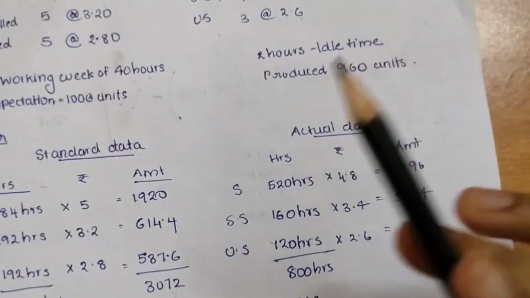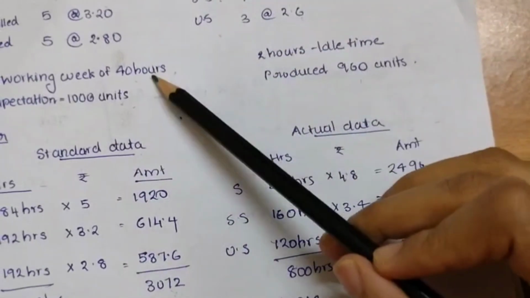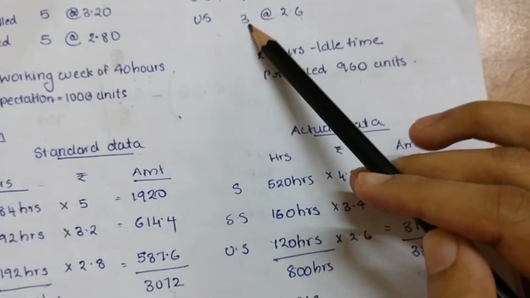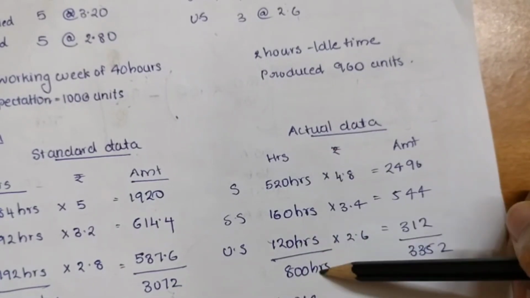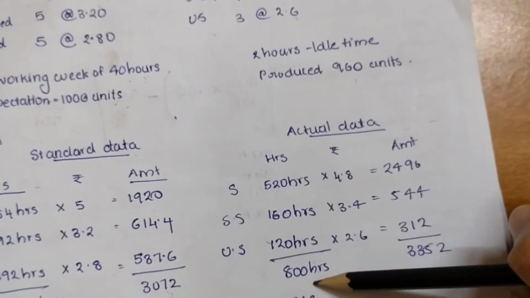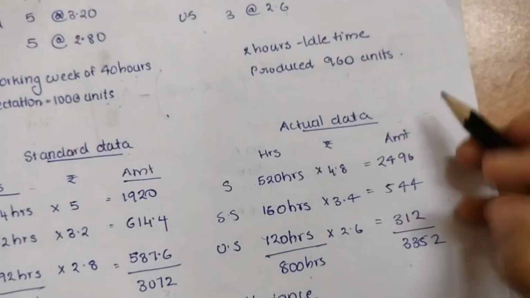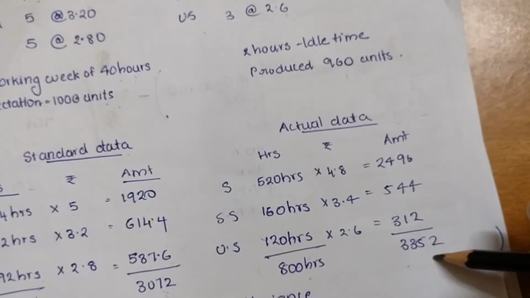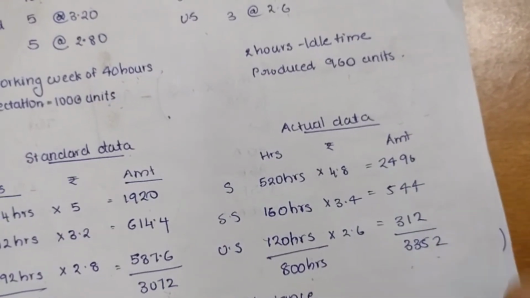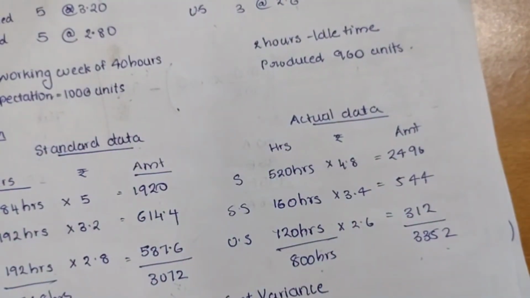In case of actual also we have to do this. So in case of actual, what we have to multiply? 30 into 40, 4 into 40, and 3 into 40, and you will get 520, 160 and 120 hours. If we take the sum, we will get 800 hours here, and we are taking the actual rate exactly as it is. After multiplying and summing it up, you will get 3352 as the total amount. We will be needing this data to solve the variance analysis.